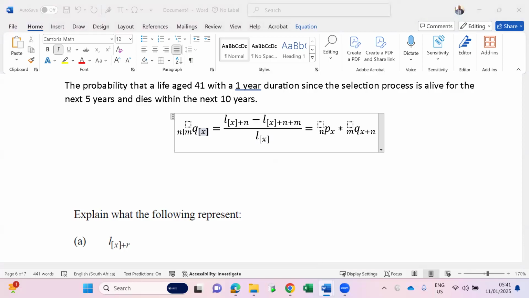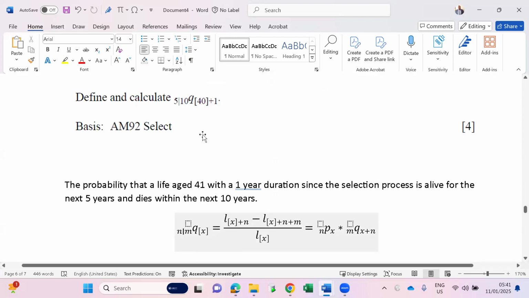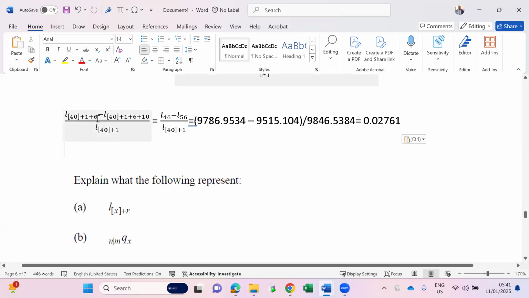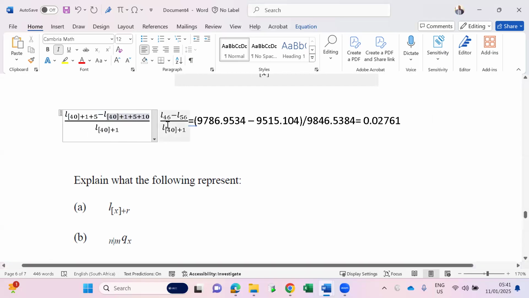And we have the formula there. So L45 plus, so it should be L40 plus 1 plus 5, because it's 5 years, right? Same here, should be plus 5. Then you have your L46, L56. Substitute, get the value.